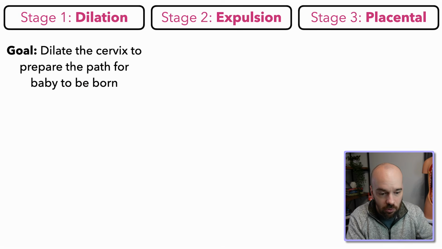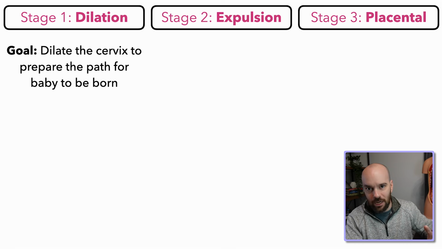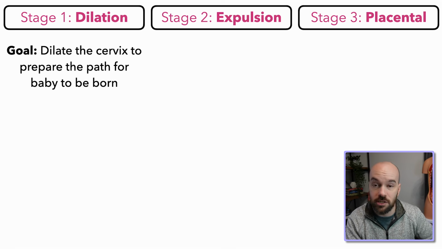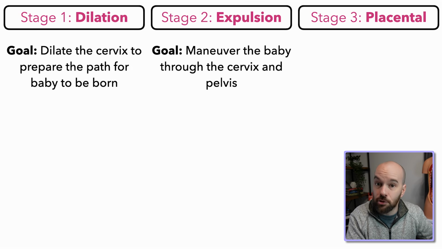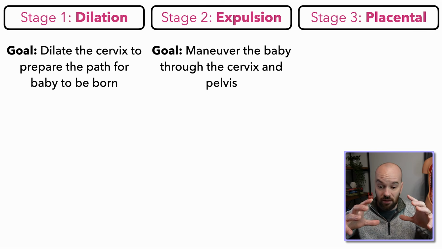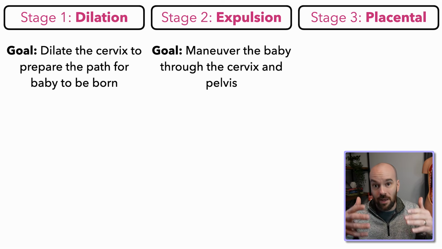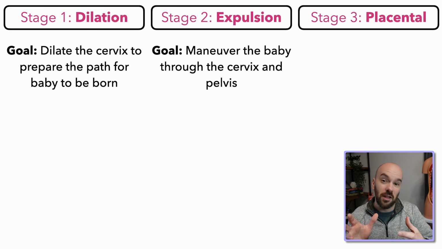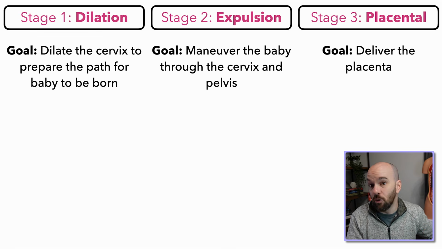And I want to keep in mind some goals for each stage. So the goal of the dilation stage is to prepare or dilate the cervix to prepare the path for the baby to be born. It's all about just getting ready for that next stage, which is the expulsion stage. The goal of the expulsion stage is to maneuver the baby through the cervix and through the pelvis. The pelvis, of course, are these 2 bones that there's an opening in, and the baby's got to pass through that opening. And so that's why you have some of those different movements that take place during the expulsion. And finally, the goal of the placental stage is to deliver the placenta.